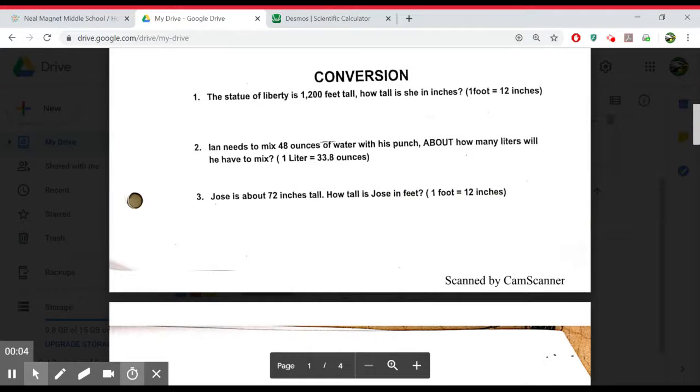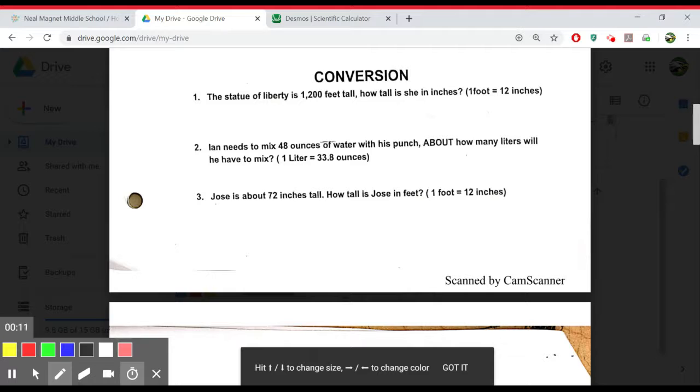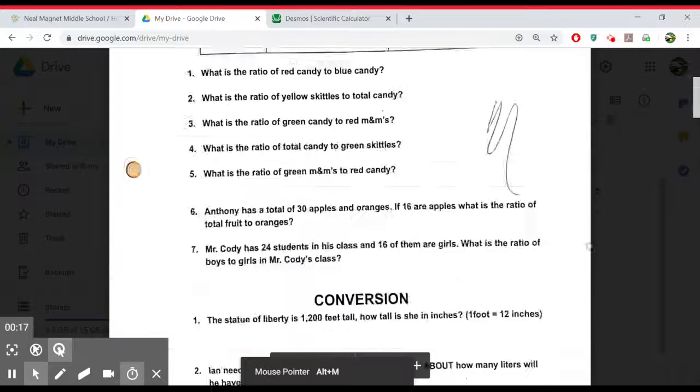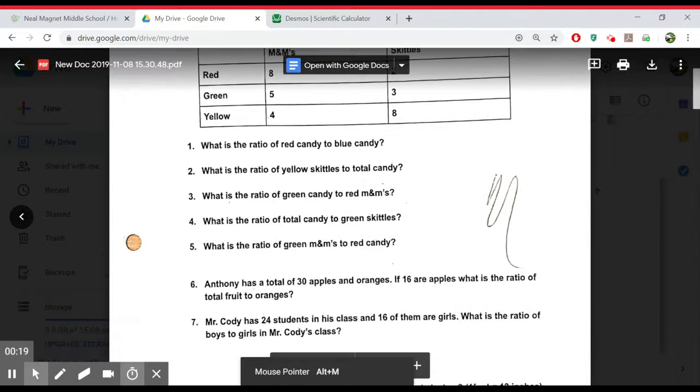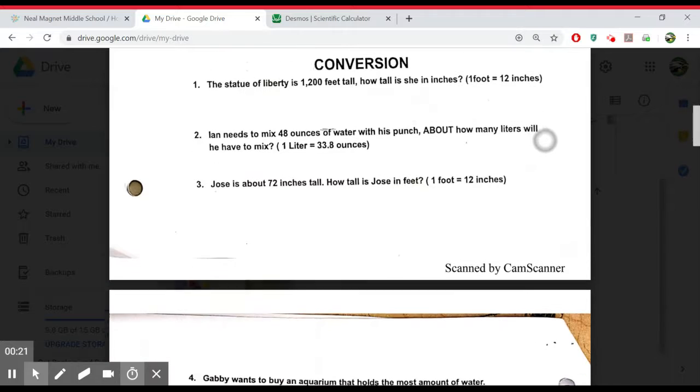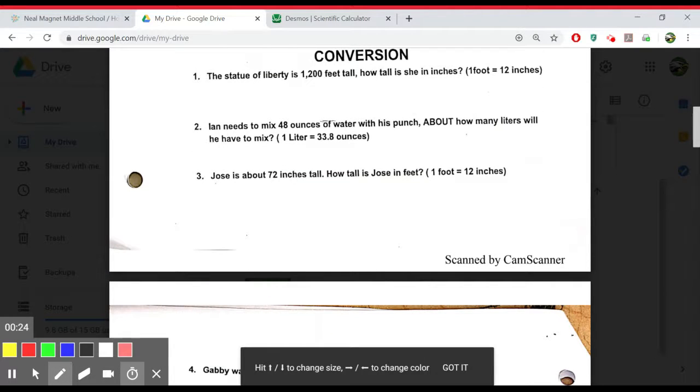I am working on the second part of your review for the test that we are going to be having on Friday. Let's go ahead and get started. When we're looking at conversions, you'll notice that we are at the top. We started with ratios, we set up ratios, and now we're down at conversions. So let's look at number one, see where we go from there.